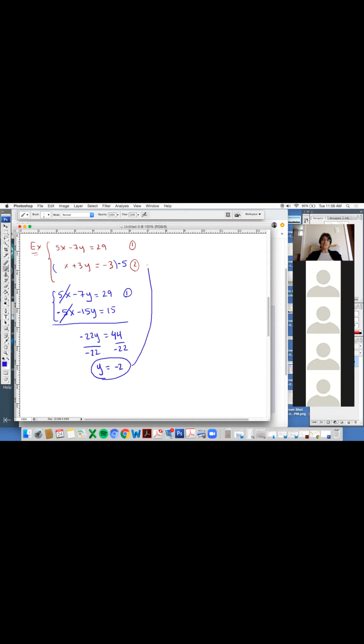So we're going to go back to the beginning and plug into either of those. It doesn't matter which. Number 2 looks a bit easier. So I have x plus 3 times y, which is negative 2, equals negative 3. x minus 6 is negative 3. Add 6 to both sides. x equals 3. Okay? So 3, negative 2 is my solution. All right, any questions with that one?